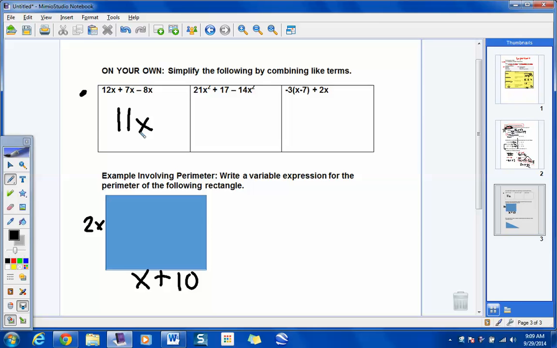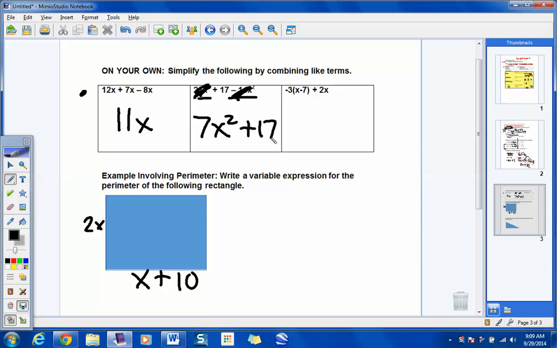Okay. What can I combine in the second one then? Quickly, what can I combine in the second one? 21x squared and the 14. Okay, what kind of 14x squared, however? Negative. So what is 21 minus 14? 7. So this is 7x squared. I'll cross those out because I combined them. Those are combined now. What part of the expression still remains from the original? 17. So what are you going to put at the end? Plus 17, yep.